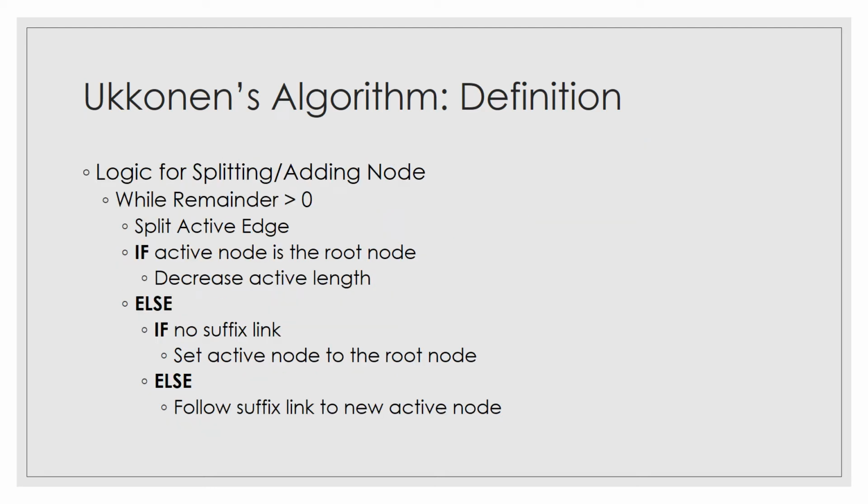Now let's talk about some of the logic for splitting and then adding a node. While the remainder is greater than 0, and that's one of the big keys, the remainder has to be greater than 0, we split the active edge. If the active node is the root node, then we decrease the active length by 1. Else, if there is no suffix link, set the active node to the root node; else follow the suffix link to a new active node.